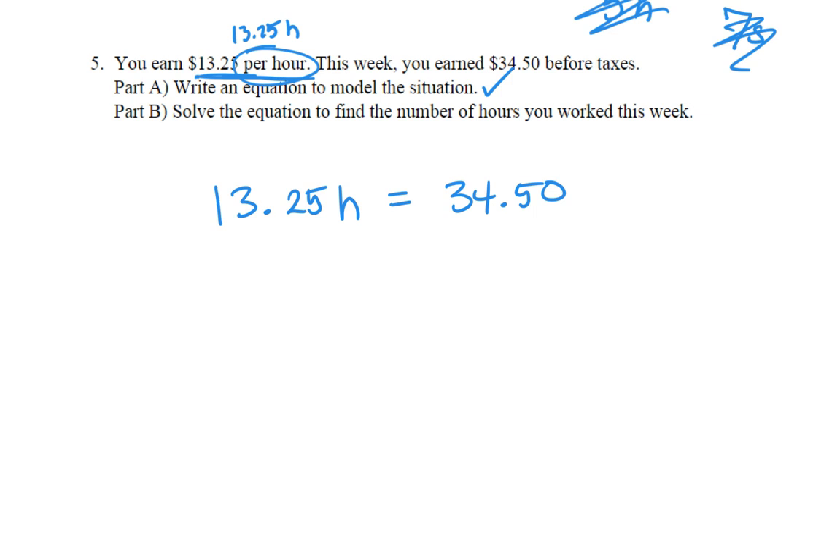And then it says solve the equation. Well, this is a one-stepper. We already have all our h's on one side. We already have our numbers on the other, so we just need to divide by 13.25. All right, so I have 34.50, and I'm dividing: 34.50 divided by 13.25.